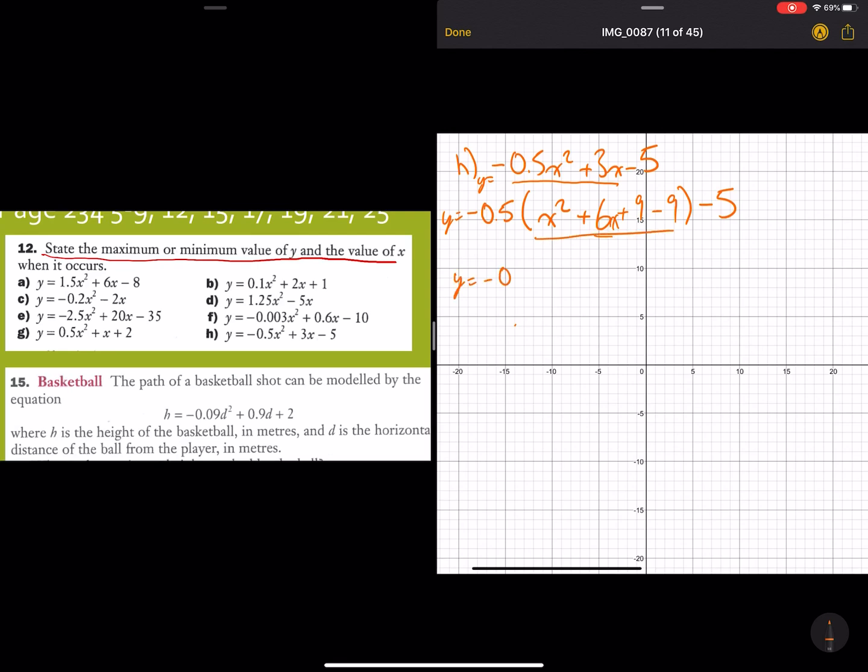Y equals minus 0.5. This here is a perfect square, and it's equal to x plus 3 squared. This minus 9, we've got to move it outside the brackets, but to do that, we need to multiply it by negative 0.5. So, minus 9 times negative 0.5. And then we have this minus 5 still out there.